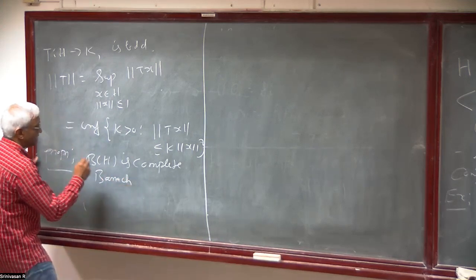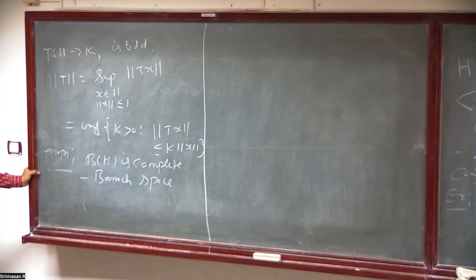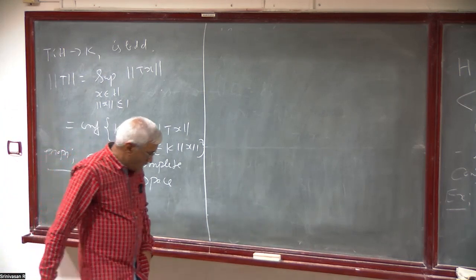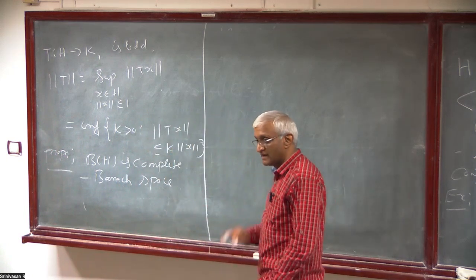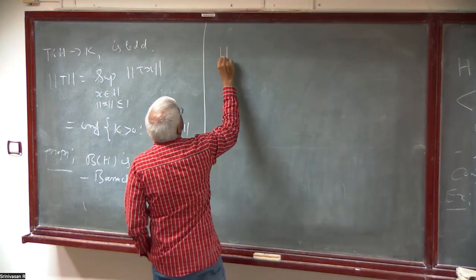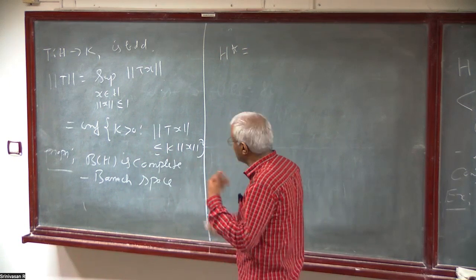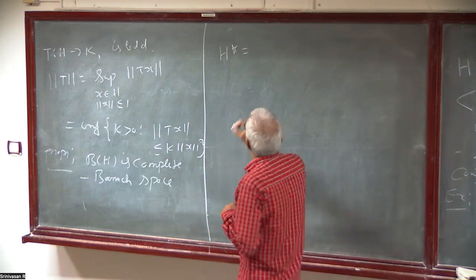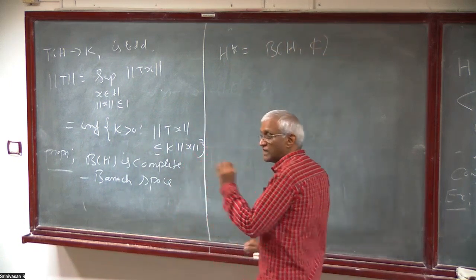A Banach space is a normed linear space that is complete. Then I want to recall another thing. We denote this X star. We have any Banach space X, and X star is all bounded linear functionals. It is B of X, all bounded linear.